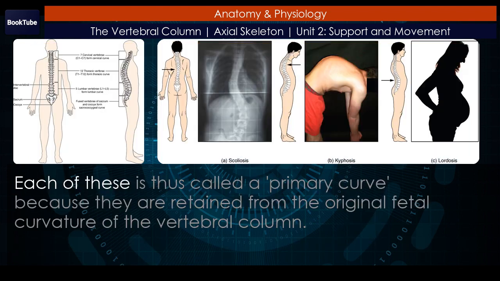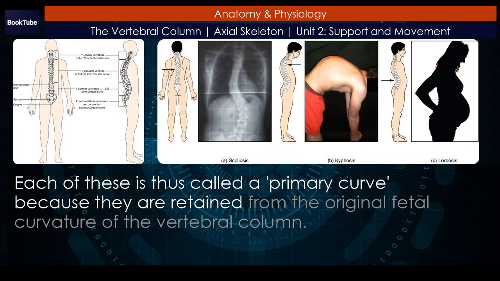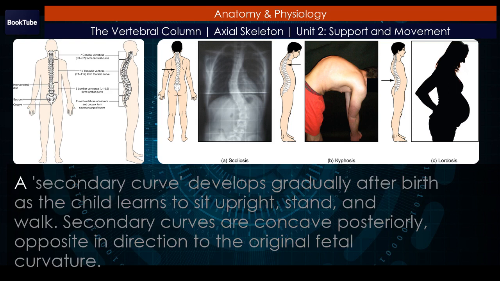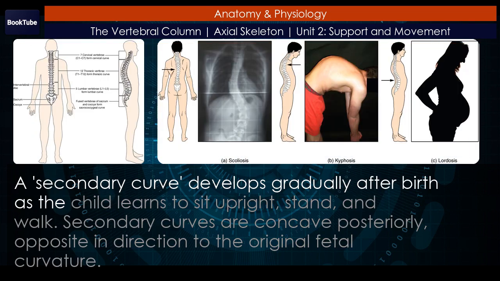Each of these is thus called a primary curve, because they are retained from the original fetal curvature of the vertebral column. A secondary curve develops gradually after birth as the child learns to sit upright, stand, and walk. Secondary curves are concave posteriorly, opposite in direction to the original fetal curvature.